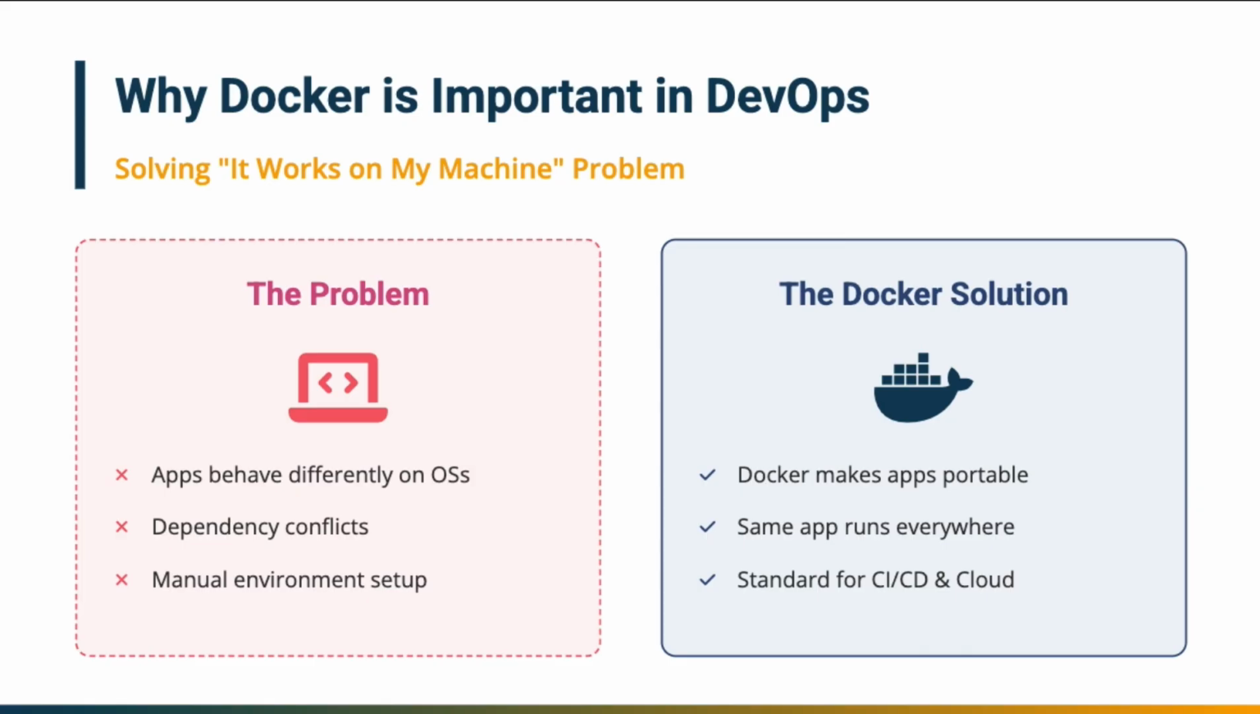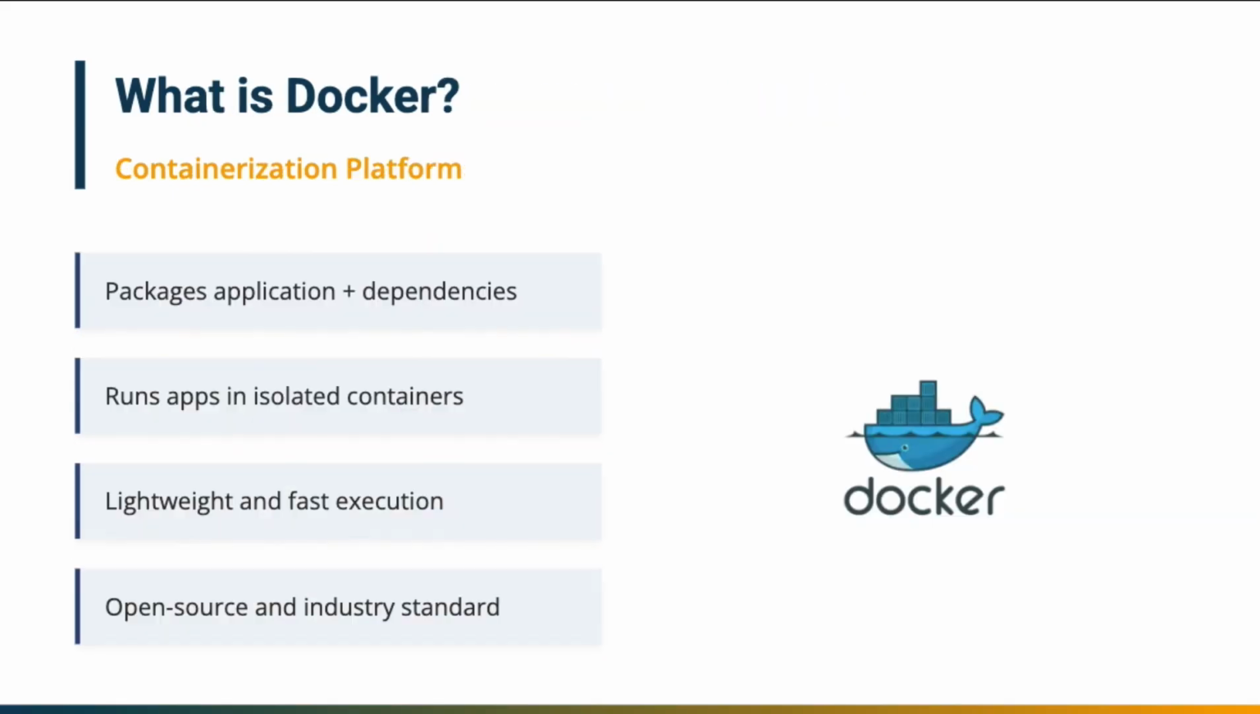Now that we know why it matters, let's define what Docker actually is. Docker is essentially a containerization platform. Think of it as a standard way to package your application and all its dependencies into a single isolated unit called a container. This isolation is key. It ensures your application runs consistently regardless of the underlying infrastructure. Because Docker containers are lightweight and fast, they execute quickly and efficiently. This open source technology has become the industry standard for packaging and running modern applications.